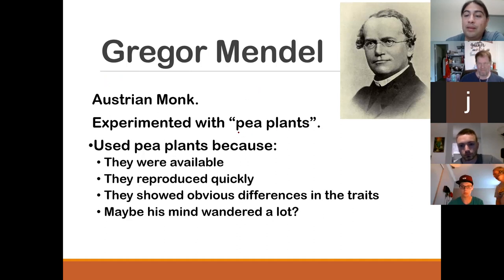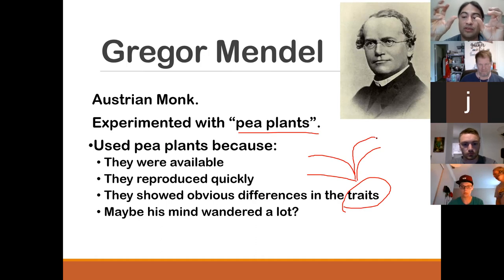He was experimenting with pea plants. And he was using pea plants because pea plants were really available back in those years. They had really big gardens in which he could work his experiments. The pea plants reproduce very quick. They show obvious differences in the traits or the phenotype. These traits are AKA phenotypes. So say some of them were going to have purple flowers, some of them were going to have white flowers. So completely different. Some of them were going to have green fruits. The other ones were going to have yellow fruits. So the characteristics that he was seeing between these plants were really obvious, and they were really the opposite of each other. So he was trying to work with those characteristics, traits, or phenotypes.